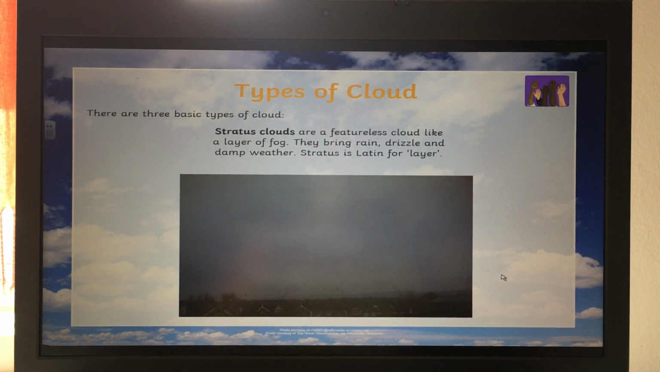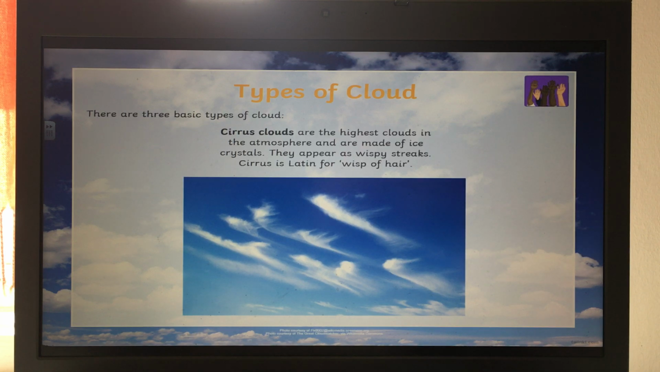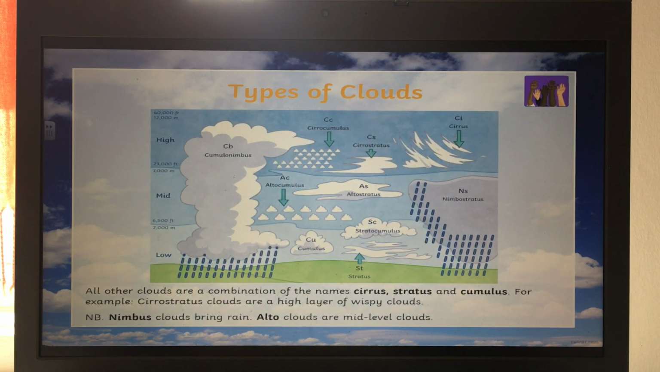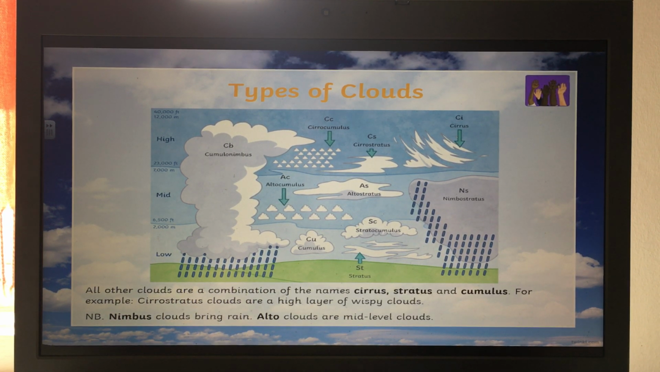There it is. Stratus, layer of cloud, and cirrus, wispy clouds. Wispy, layer, heap or pile. Okay, here's a diagram which you're going to have a go later at producing.